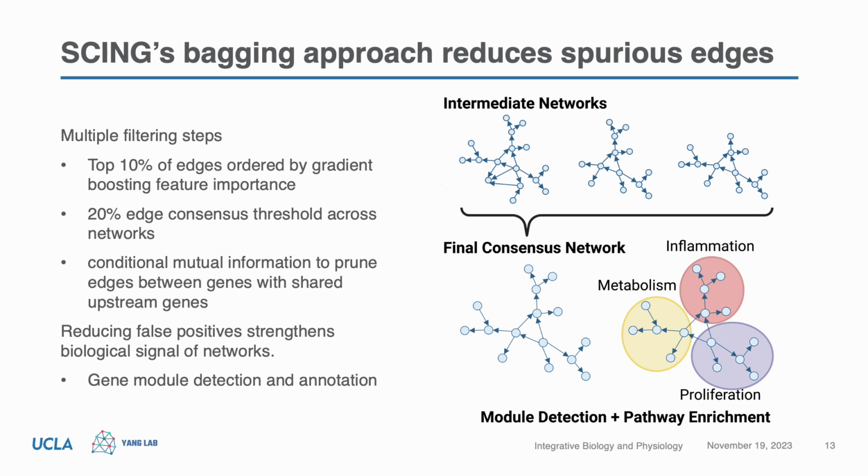Now, performing this on every bootstrap sample gives us 100 different intermediate networks, each having spurious edges. We want to look for highly consistent edges that are conserved across all of these subsampled networks. That's the point of this bagging approach and these different filtering steps. It's just to reduce false positive edges and strengthen the biological signal in the networks.